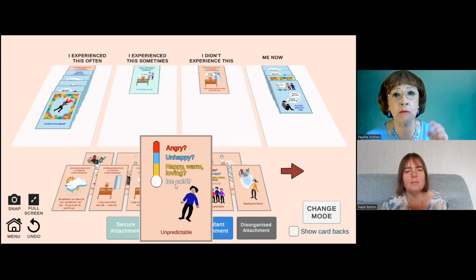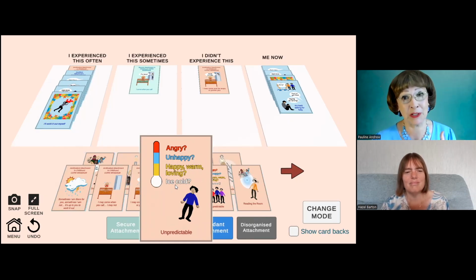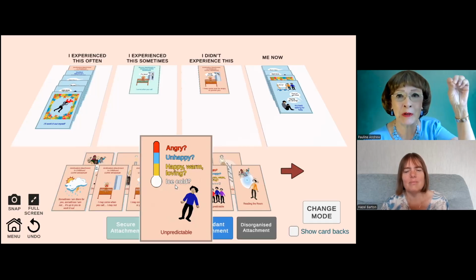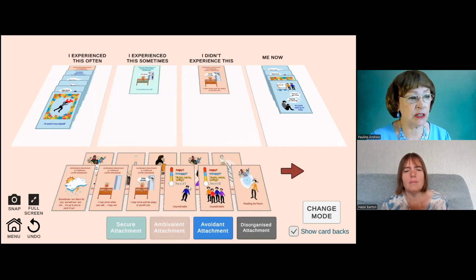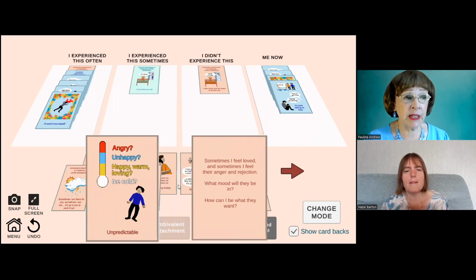It's almost like you have a mood thermometer when you're coming home from school, or this was very much my experience, what would the mood thermometer in the home be? Are they angry, unhappy? Have I got the loving, warm, kind configuration of my parents? Can they be ice cold? If I just show you the back of that again, just quickly: sometimes I feel loved, sometimes I feel anger and rejection. What mood will they be in, and how can I learn to be what they want? Does that ring any bells for you?